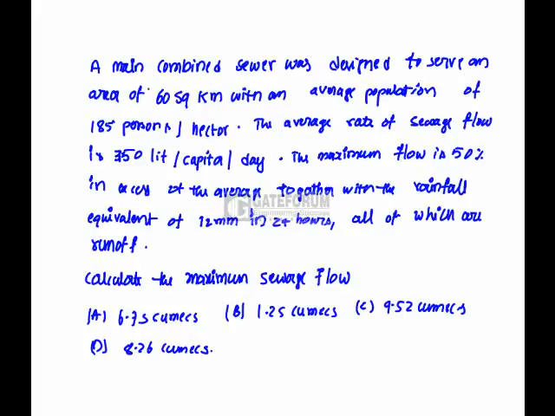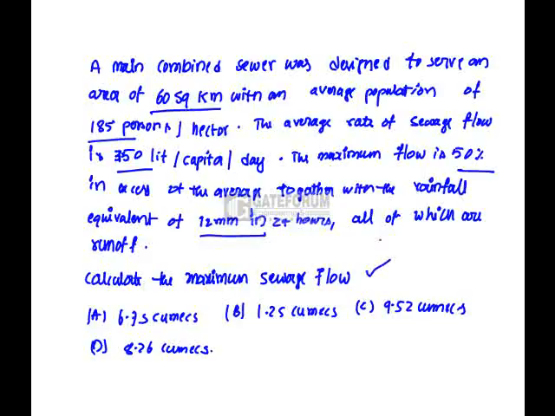A main combined sewer was designed to serve an area of 60 square kilometers with an average population of this much. The average rate of sewage flow is given as 350 liters per capita per day. The maximum flow is given as 50% in excess of the average, together with the rainfall equivalent of 12 mm in 24 hours, all of which are runoff. Calculate the maximum sewage flow.